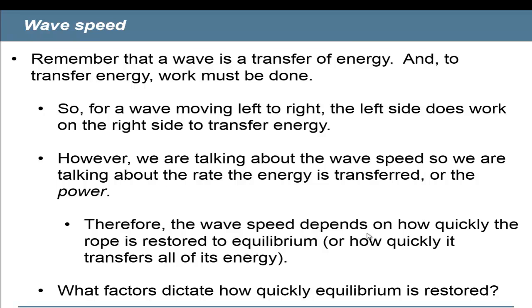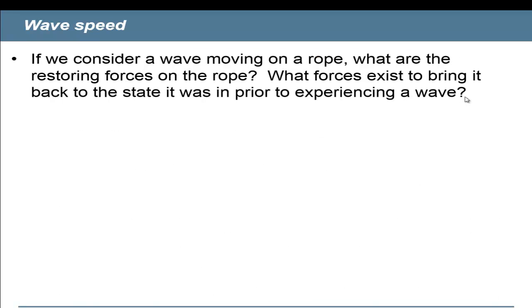So what factors dictate how quickly equilibrium is restored? Let's say we're talking about a rope that we give a transverse wave to. What factors would dictate how quickly the equilibrium is restored? So if we consider a wave moving on a rope, what are the restoring forces on the rope? Or maybe a better question is, what forces exist to bring it back to the state it was in before it experienced a wave?